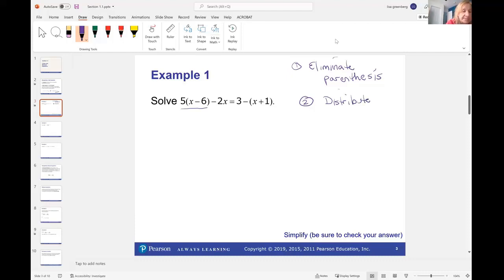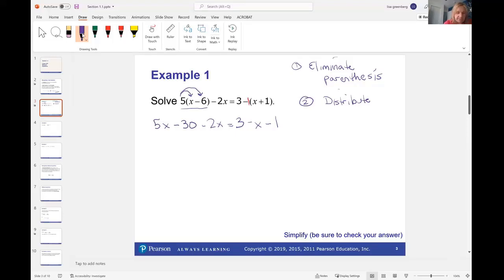When I distribute, this 5 gets multiplied by both terms. So we end up with 5x minus 30. 5x, because I multiply 5 times x, and then minus 5 times 6 is 30. Now I don't need that parenthesis anymore. Minus 2x equals 3. And then we have this minus in front of the parentheses. You could look at it as a minus 1 in front, and we're going to distribute that. A negative 1 times x would be negative x, and negative 1 times positive 1 is negative 1.